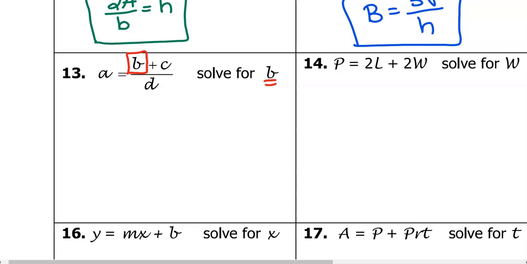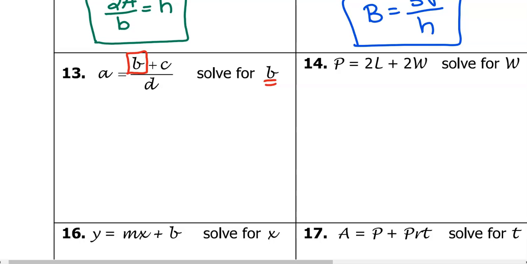What else is attached to my B? There's a D. How is D attached to it? It's being divided, so I'm going to have to multiply it to move it, right? So you already have a game plan. I'm going to have to multiply D. I'm going to have to subtract C. You know what you're going to have to do to move things over.